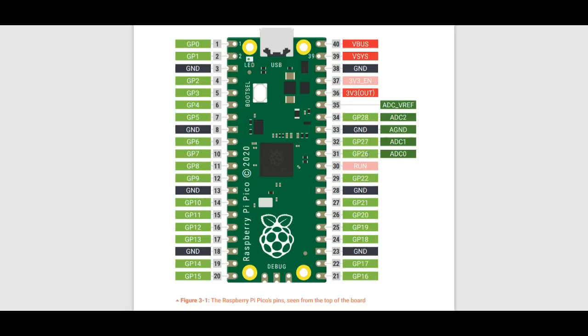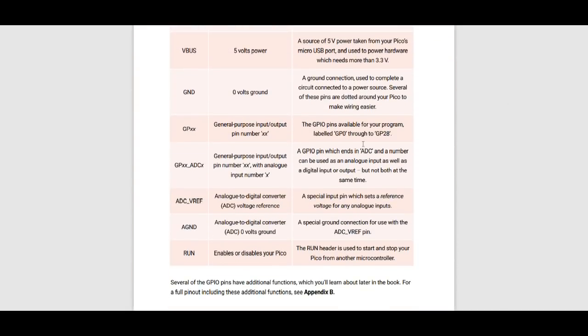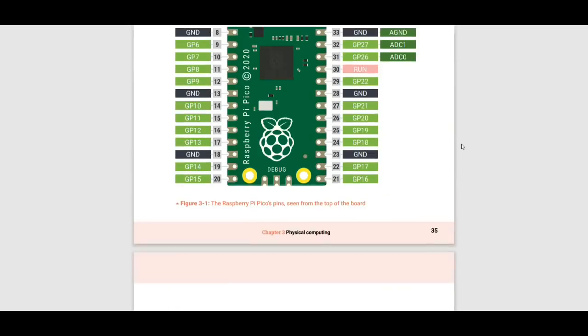So you can see here we have IO pins 26, 27, and 28, which are going to ADC 0, ADC 1, and ADC 2. Those are our analog digital converters, and they are 12-bit digital converters. But there's a little something funky with the MicroPython. So here you can see our GPXX ADCX, general purpose input output with analog input number. All right, are you with me so far?